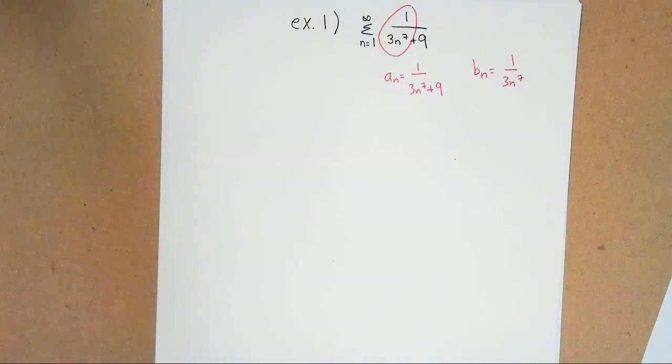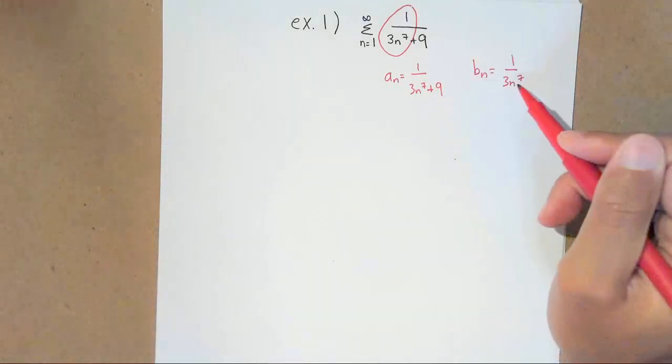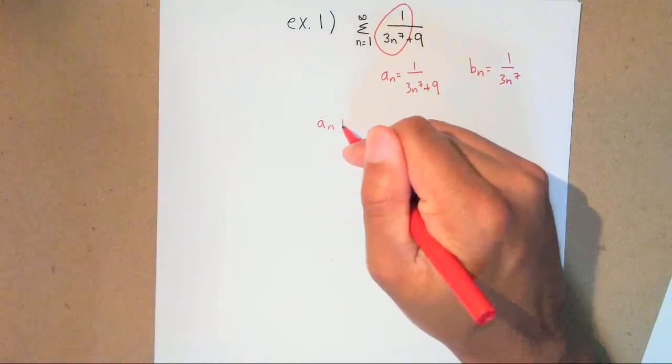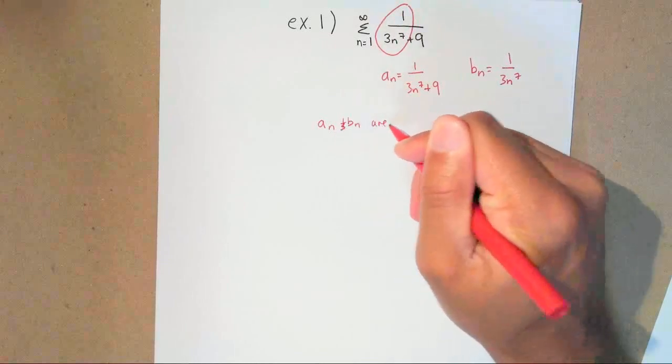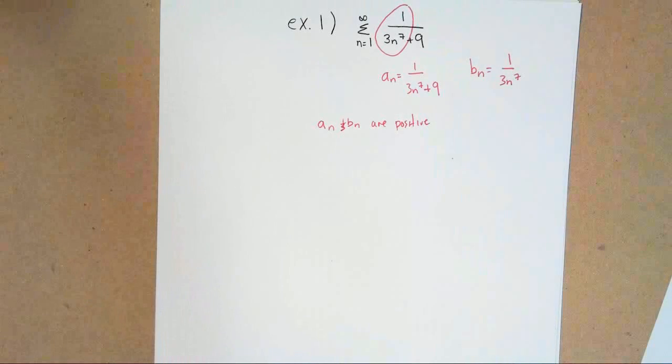Now the next thing that you have to do is ask, are they both positive terms? Well, yeah, because if you plug a number into here and plug a number into here, they're going to be positive. So, first statement, A of n and B of n are positive. So that checks out. Now the next thing we have to determine is, is A of n less than B of n? And sometimes it's as easy as just looking at it.